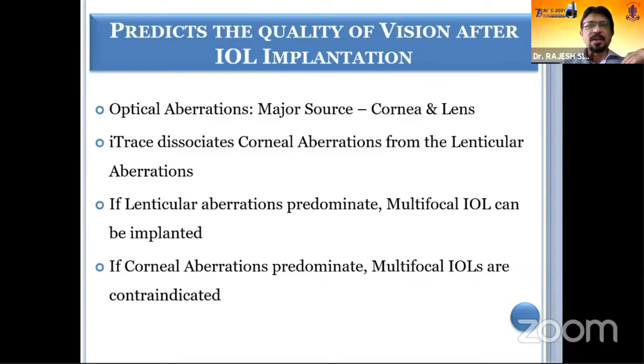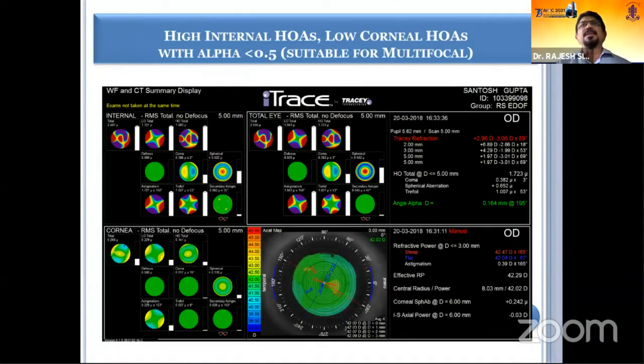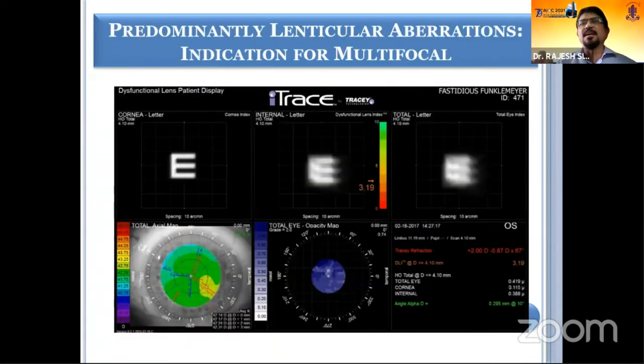And if it's predominantly corneal aberrations, then you cannot put a multifocal IOL because there are so many aberrations. So if there are relatively high corneal higher order aberrations, as seen in this case, one should avoid a multifocal lens. And if there are low corneal higher order aberrations, then you can put a multifocal lens. So it is very essential to dissociate between these.